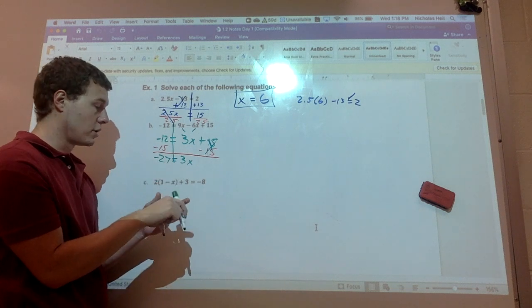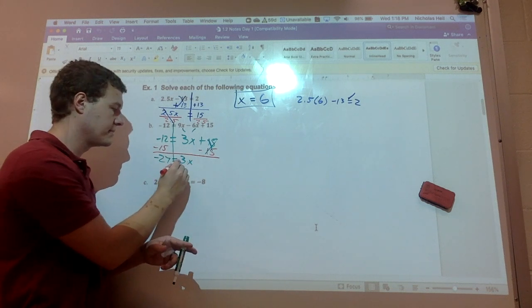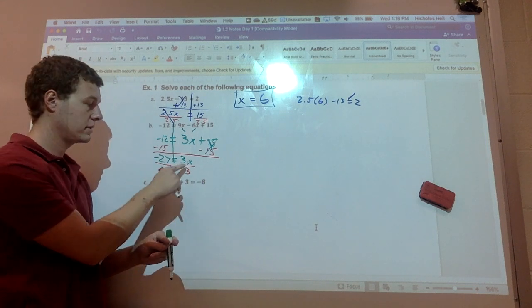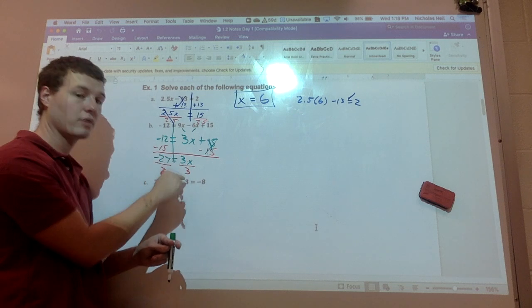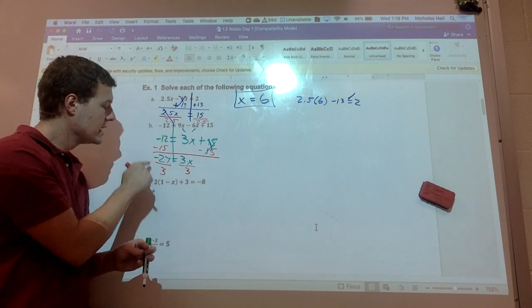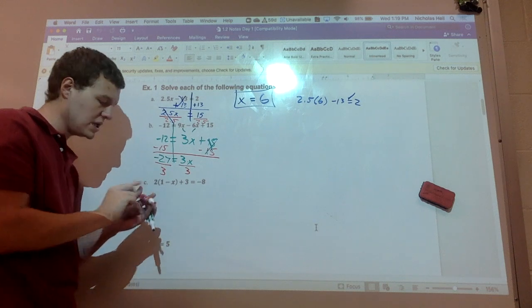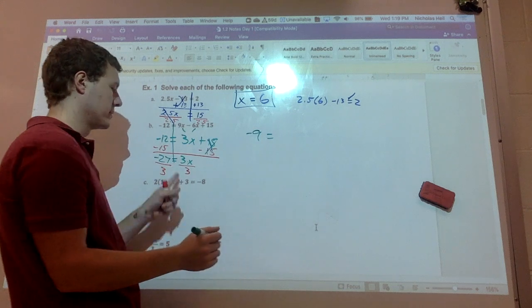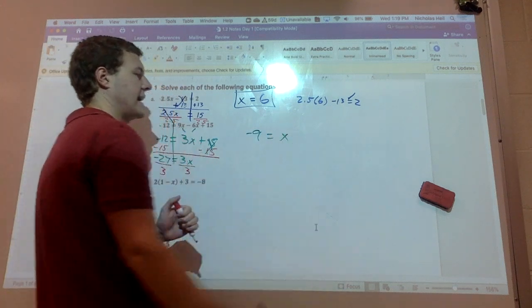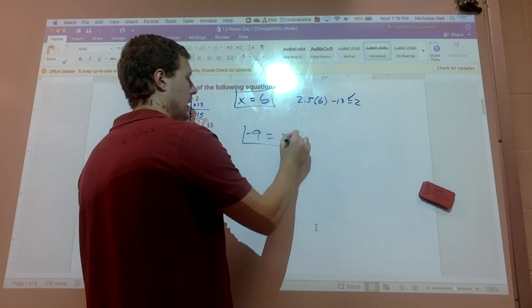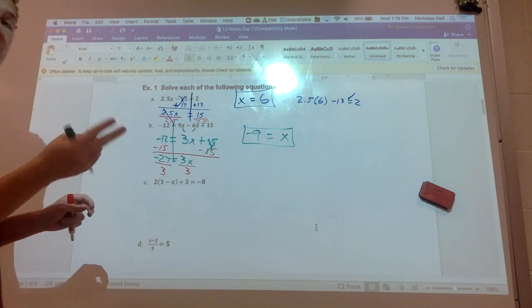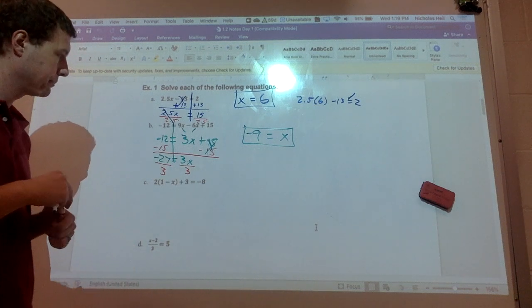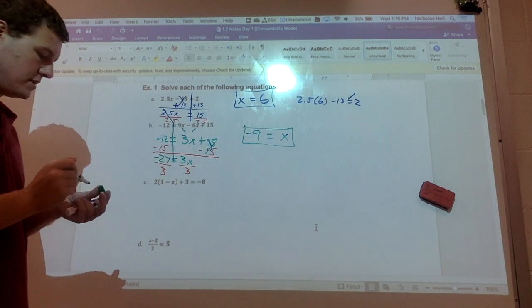Now, x is almost alone, but remember, this is 3 times x again. So 3x divided by 3, divided by 3. This is what was multiplying on the top here. To get rid of multiplication, I divide. So negative 27 divided by 3. That's going to give me negative 9 equals 3x divided by 3 is just x. So there's your answer. Negative 9 equals x, or x equals negative 9. You can switch that if you would like to write the x value first. That's totally okay. So there is part B.